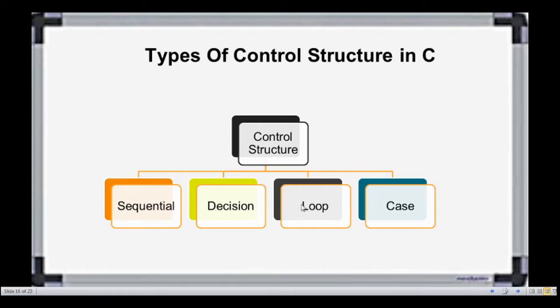And next one is loop control. Here, suppose we want to execute some part of the program a number of times. At that time we are using the loop control statement. And the case control: when there are multiple options and out of these we want to select only a particular option, at that time we are using the case control structure. Okay, let's see one by one.